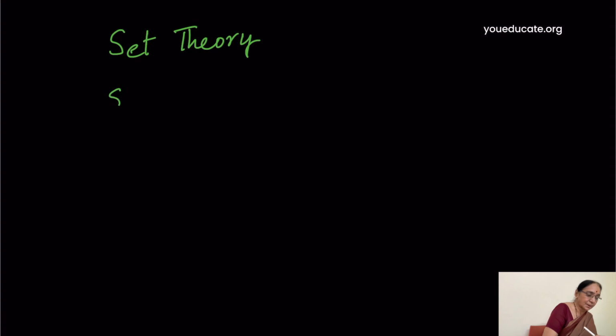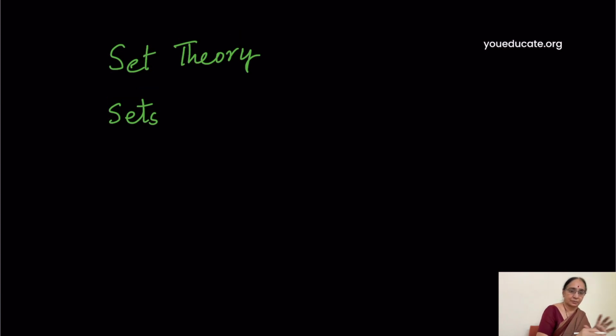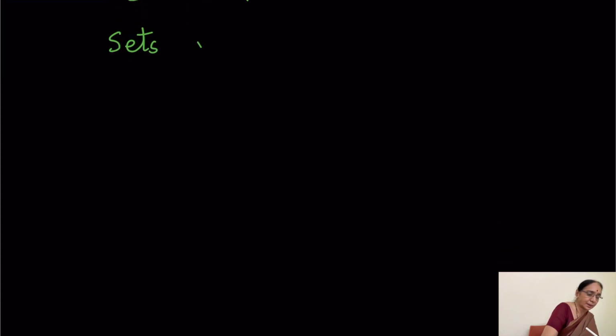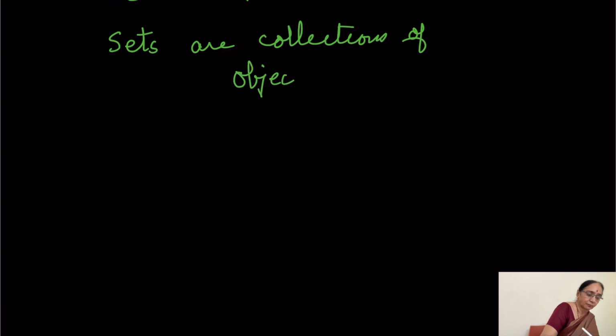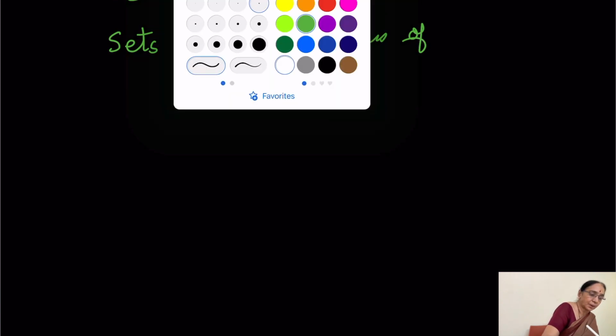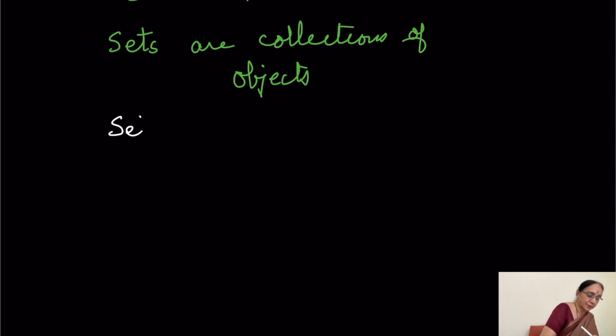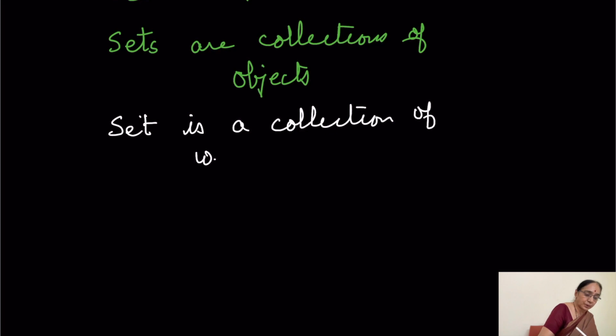Now, what are sets? Sets are collection of objects. Broadly, when I want to define it in a very broad way, then I can say that sets are a collection of objects. But in math, how do I define set in mathematics? A set is a collection of well-defined objects. So that word well-defined is important.